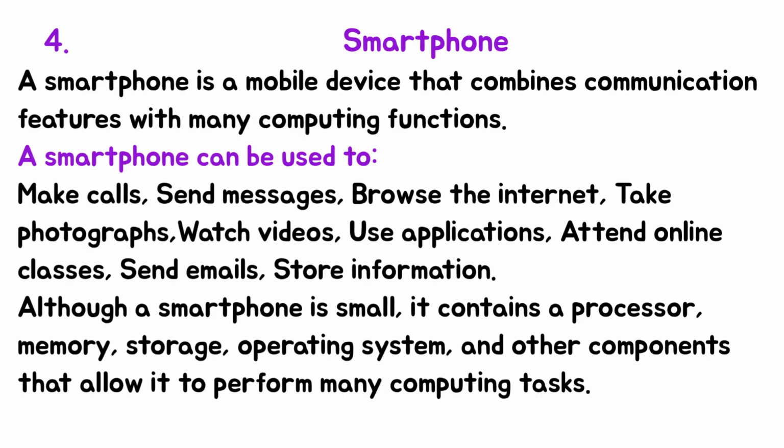The fourth one is the smartphone. A smartphone is a mobile device that combines communication features with many computing functions. A smartphone can be used to make calls, send messages, browse the internet, take photographs, watch videos, use applications, attend online classes, send emails, and store information. Although a smartphone is small, it contains a processor, memory, storage, an operating system, and other components that allow it to function well by performing computing tasks.